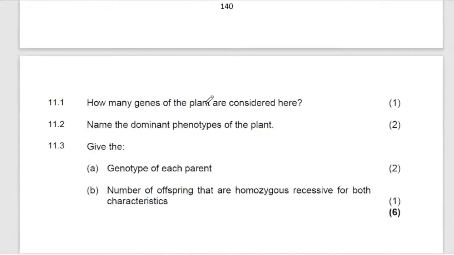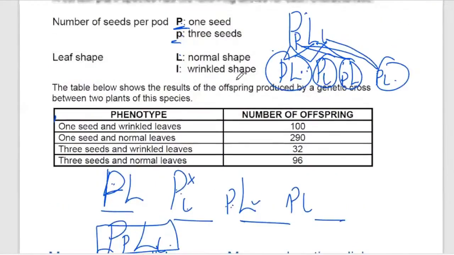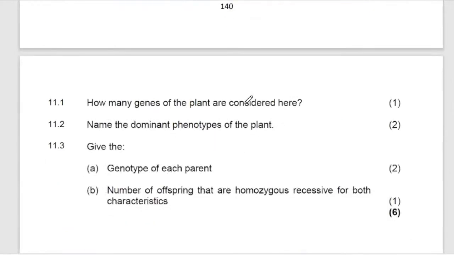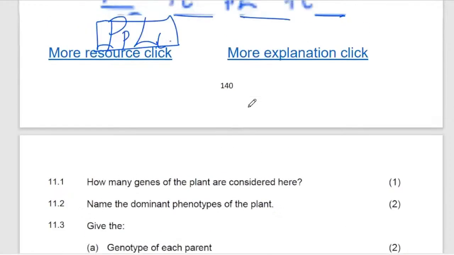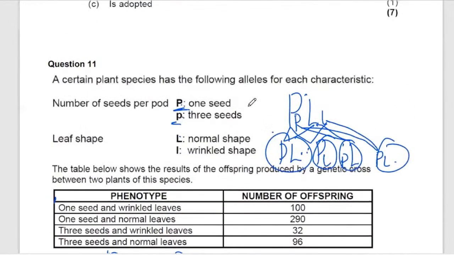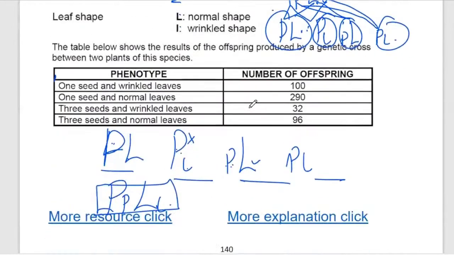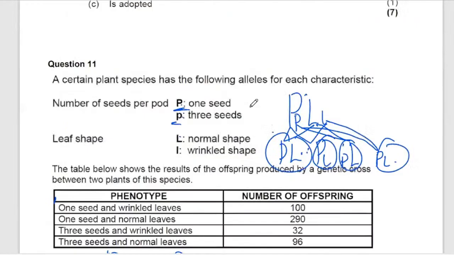How many genes control a dihybrid cross? Once you see the dihybrid, there are two genes. Dihybrid is controlled by two genes. How many alleles? In most cases, there are 4 alleles. You find out the capital letter and the small letter.